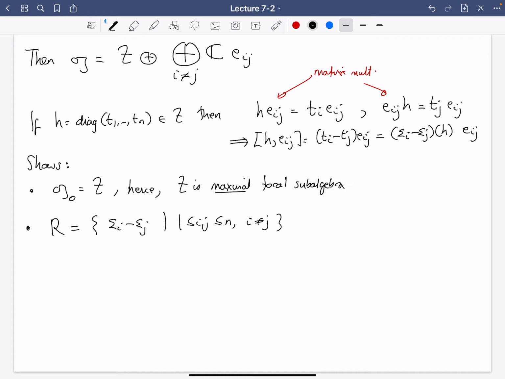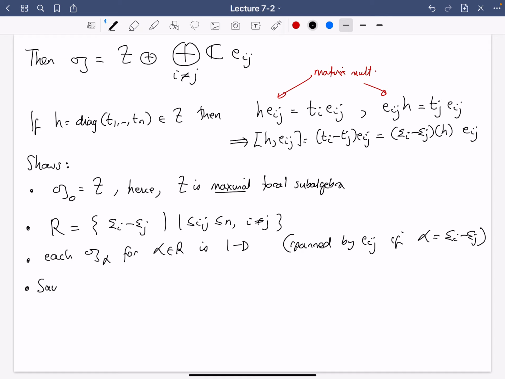Okay, so now we've got a maximal toral subalgebra. We've worked out the root system R. Each G_alpha for alpha in R is one-dimensional. I mean, the root space is spanned by E_ij for the root alpha equals epsilon_i minus epsilon_j. And you can even work out what the killing form is. So let's say that our form is tau, the trace form. I really prefer the trace form rather than the killing form.